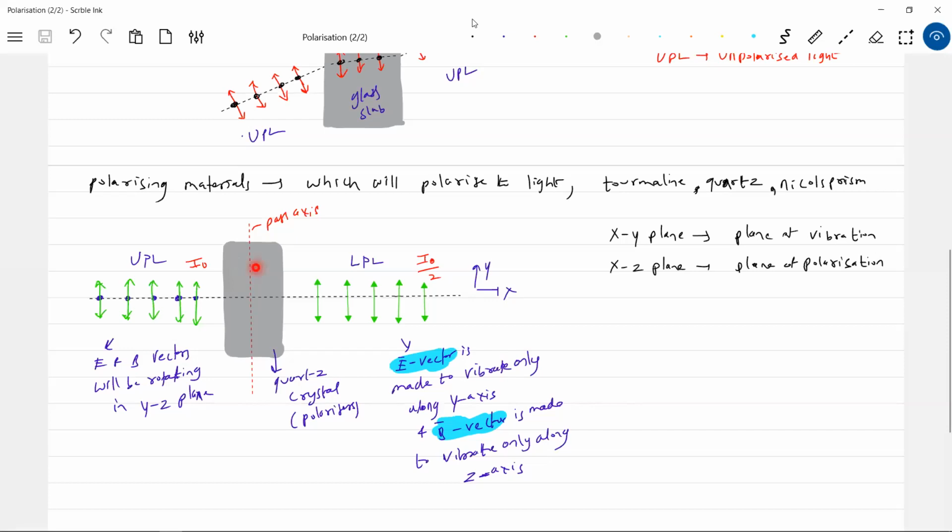When unpolarized light passes through the polarizer, the magnetic field is removed and the electric field is retained. Since the magnetic field is removed, therefore the energy will become half. Not like the magnetic field is removed. Earlier the electric field was confined in the YZ plane. Now it is made to vibrate only along the y-axis. So therefore the intensity will become half. The same thing applies to the magnetic field also. Earlier the magnetic field was rotating in the YZ plane. Now it is made to rotate only along that axis. So therefore the intensity becomes half.